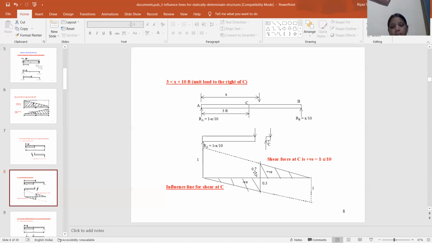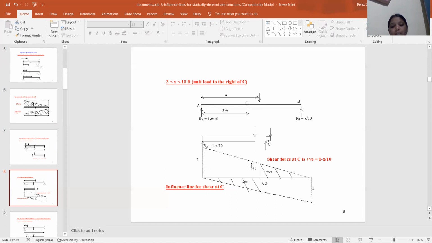So find out the 0.7. L is 10 feet, X is 3 feet. So 10 minus 3 equals 7, and 7 divided by 10 equals 0.7. So the positive shear force ordinate has the value 0.7.